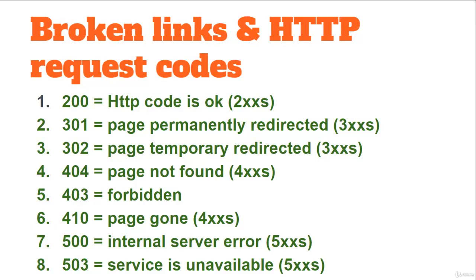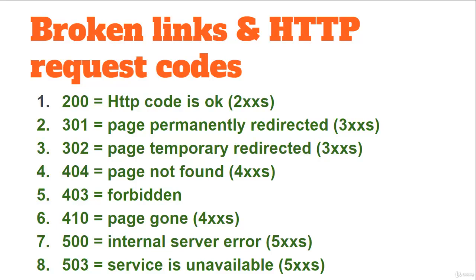The first code is 200, also called 2XX. This is the HTTP code which is okay. Whenever a page is accessible to search engines and also accessible to visitors, that means this is 200% okay. A 200 code means the page is accessible and it is a success for the browser to access that page and display it.